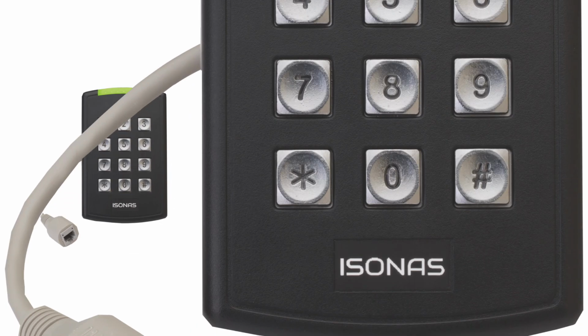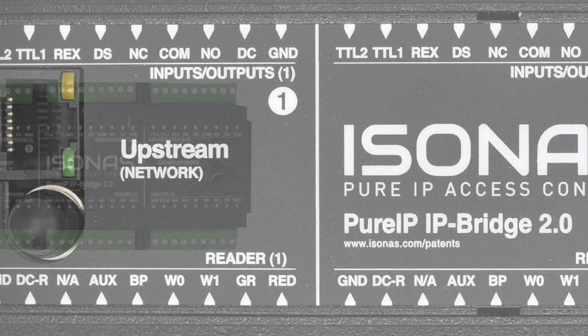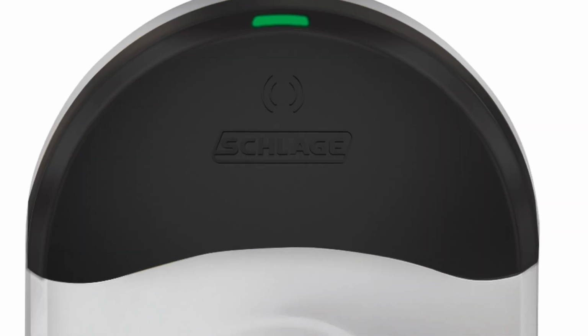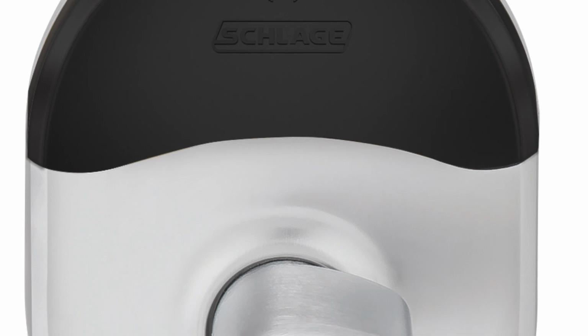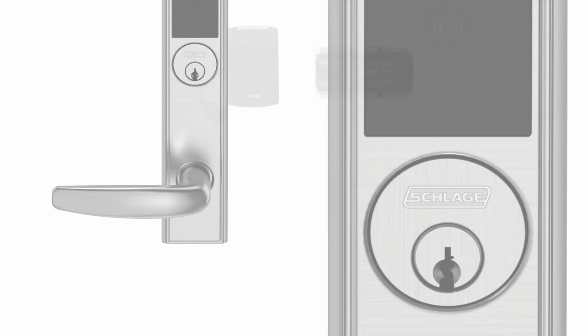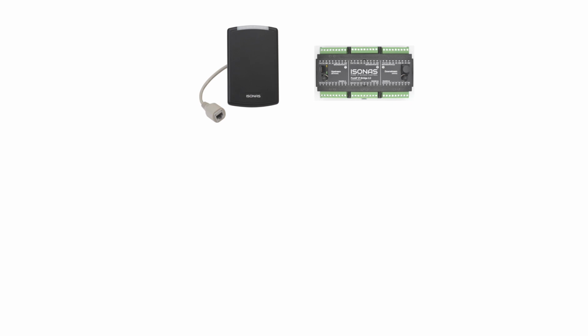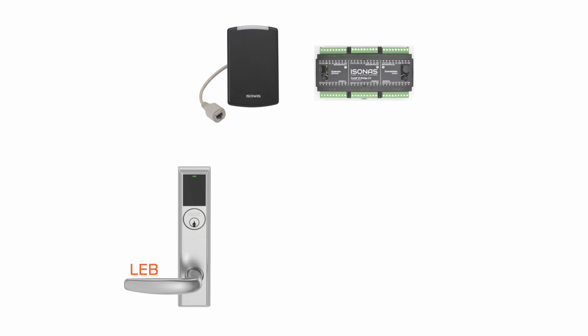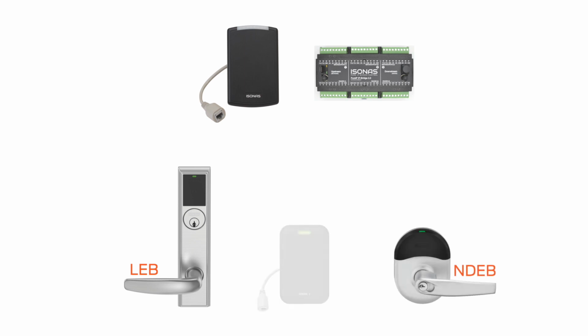A need-it-now solution for doors that need it, and an energy-efficient 2.4 GHz solution for doors that can work on an update schedule. Joining the Isonas family of reader controllers and IP bridges are the LEB for doors with mortise locks, the NDEB for doors with cylindrical locks, and a new reader controller, the Schlage RC.